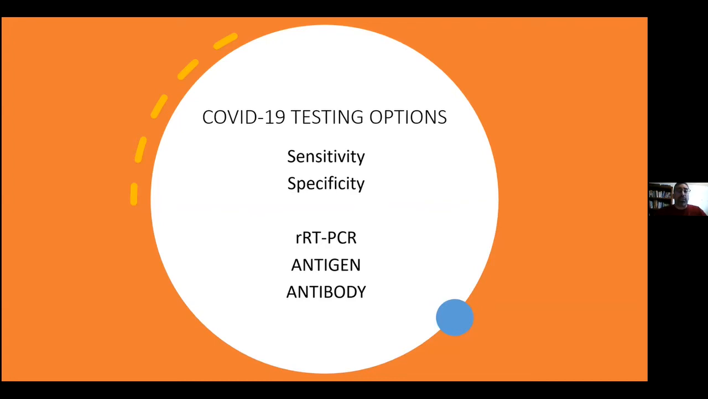Antibody tests look for the presence of proteins made by the body in response to an infection, called an antibody, specifically IgM and IgG.